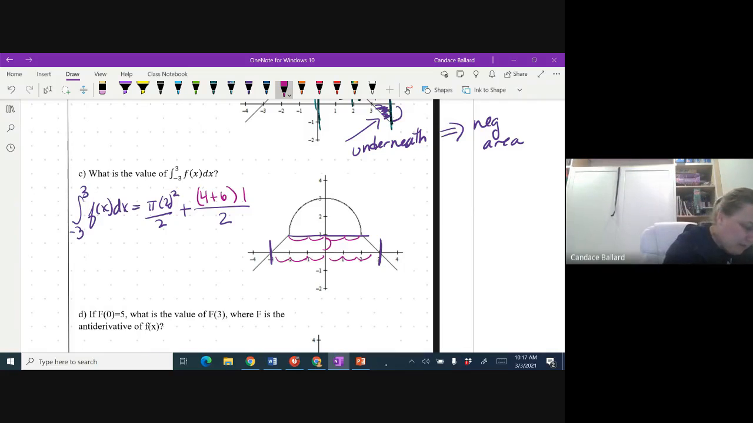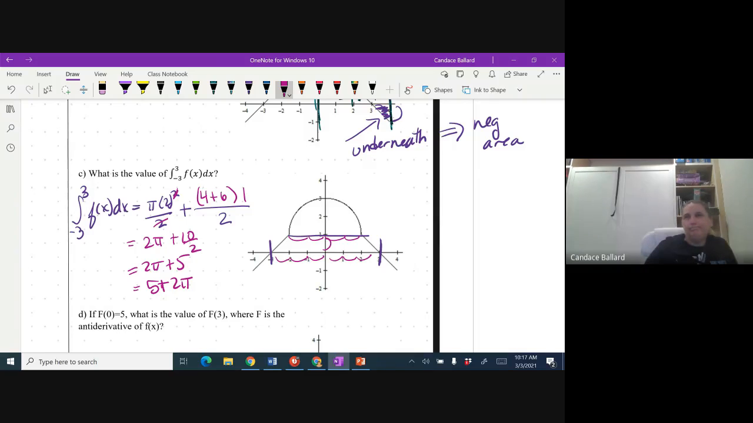All right, let's see what we got here. So I'm seeing 2 into that. There's 2 2's on top, so I would just get 2 pi out of that. 4 plus 6 is 10, divided by 2 would be 5. So 2 pi plus 5, probably we'd be more likely to see 5 plus 2 pi. They like to put the pi at the back.